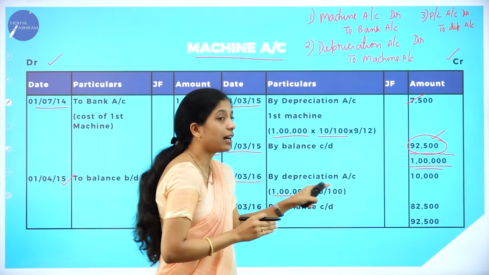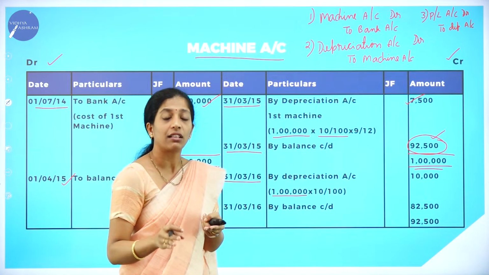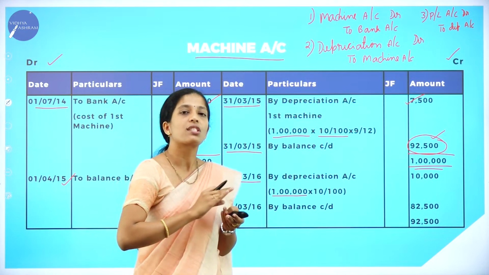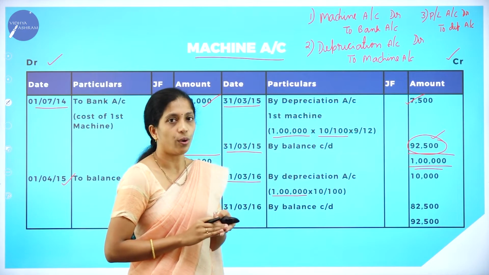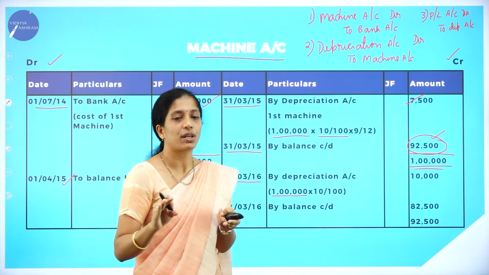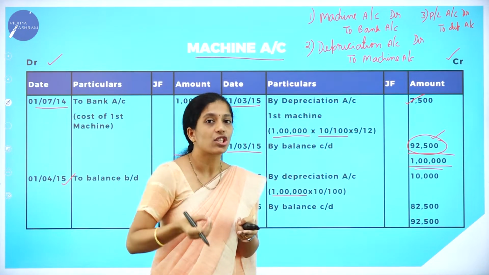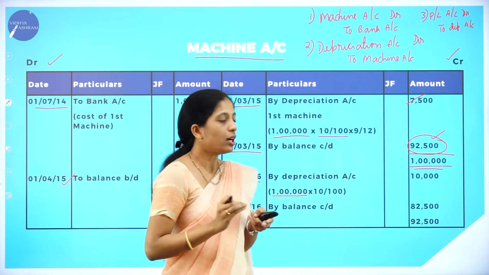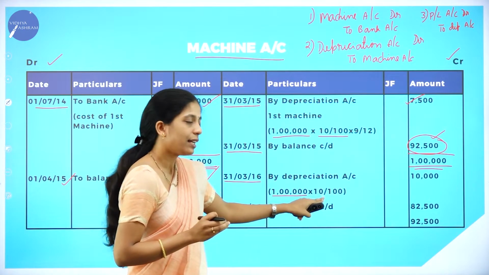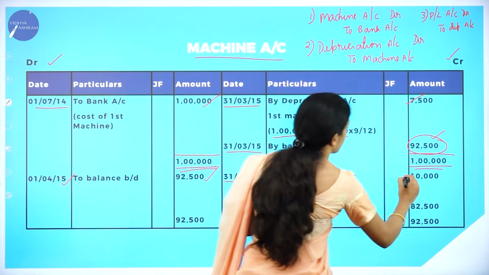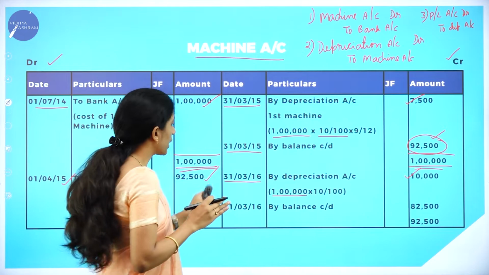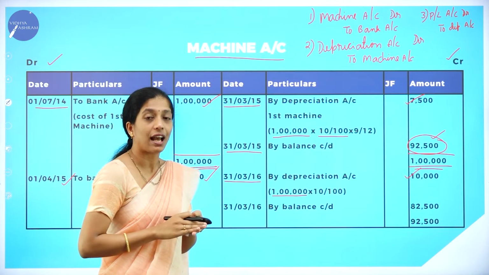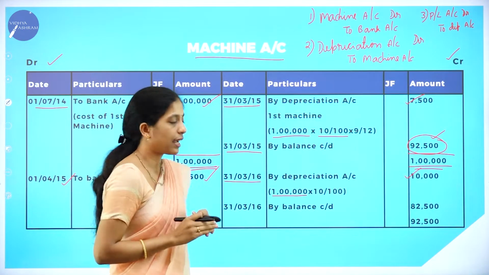1 lakh into what is the percentage? 10%. Now here no need to calculate in terms of months, because the first machine was there for the whole year. That is, in the second year it was there for the whole year, because they have not sold it in between. In the same way they have not purchased a new machine in between. So we are going to calculate for the whole year into 10%. So we will get 10,000. Hope you are clear with this. Now as usual we are going to balance, and the balancing figure has to be carried down for the next year.